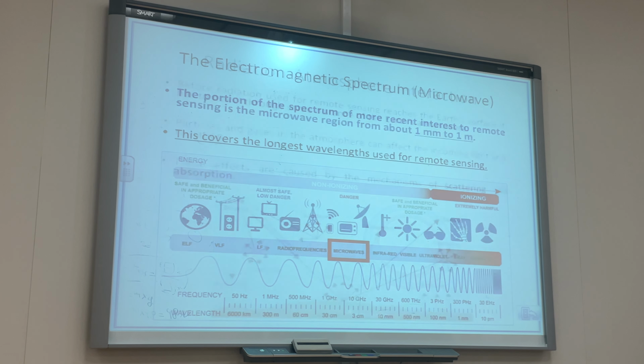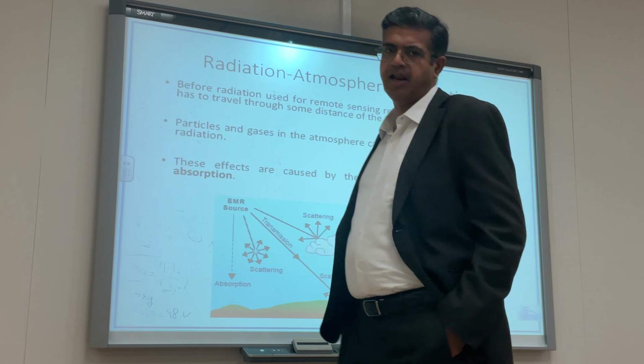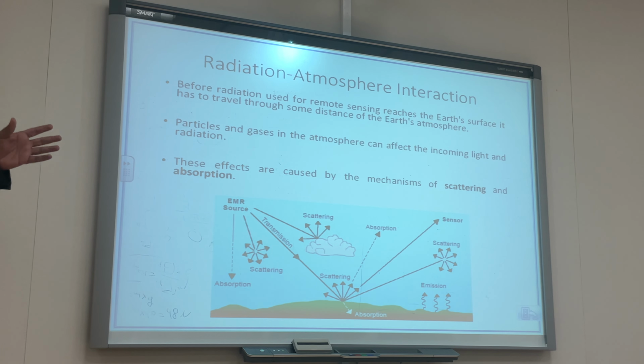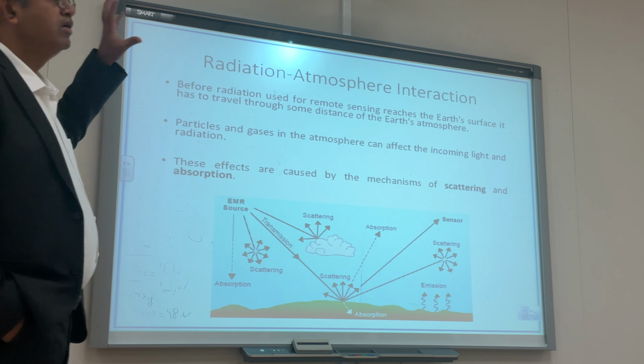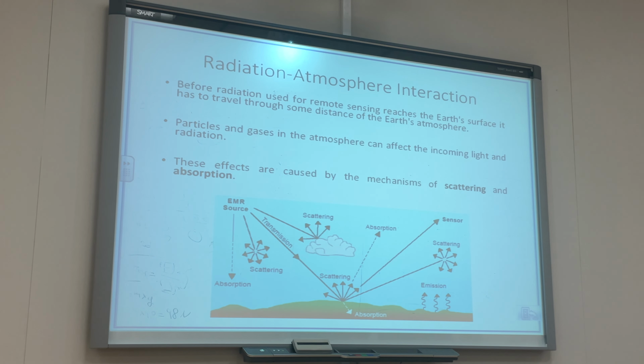We did all these. Okay, so we were about to start the interaction of the electromagnetic radiation with the atmosphere. We assume that this electromagnetic radiation is coming from the sun. As this electromagnetic radiation passes through the Earth's atmosphere, a few things can happen. And what are those things?